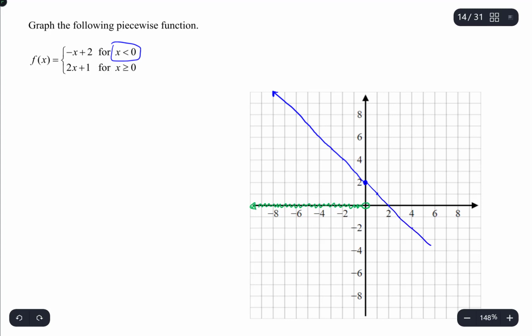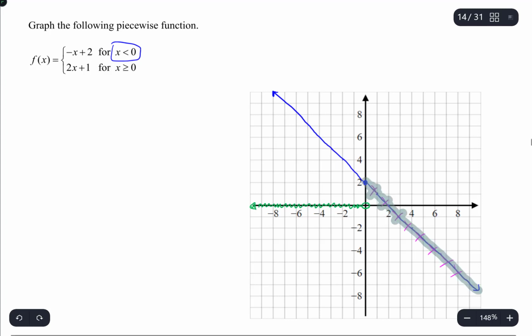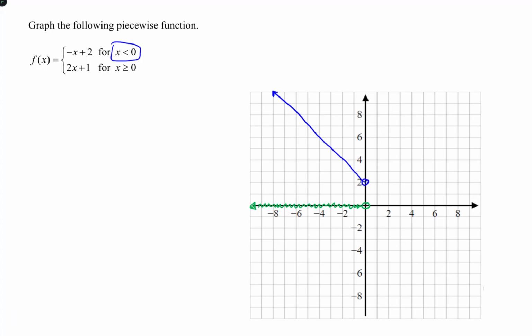Now, the thing about that is, this line is actually only defined when x is less than 0. So this part of the line over here, where x is greater than 0, is not actually defined. So we need to get rid of that. Right? Now, the other thing about it is, it's not actually defined at 0 either. So we need to change that point right there into an open circle. Now this is the line negative x plus 2 subject to the domain where x is less than 0.